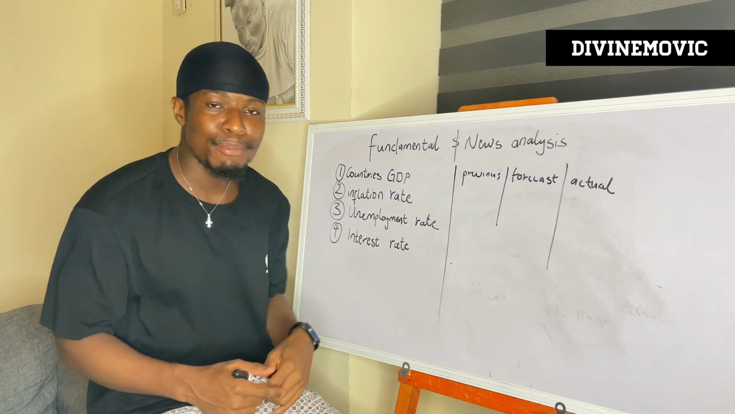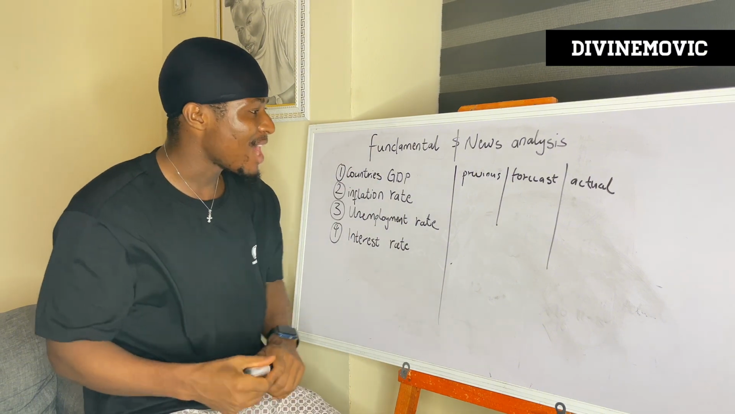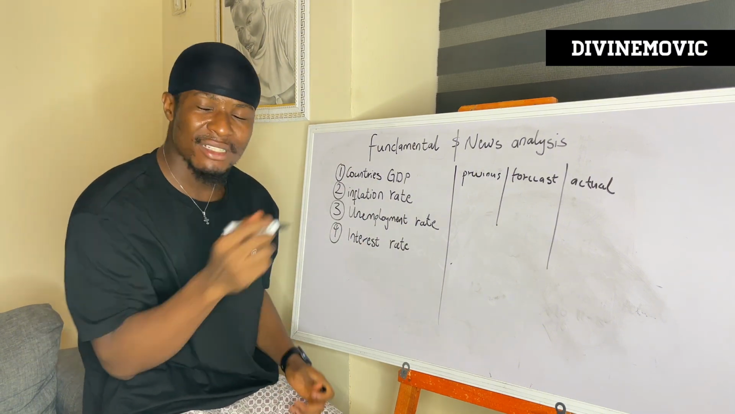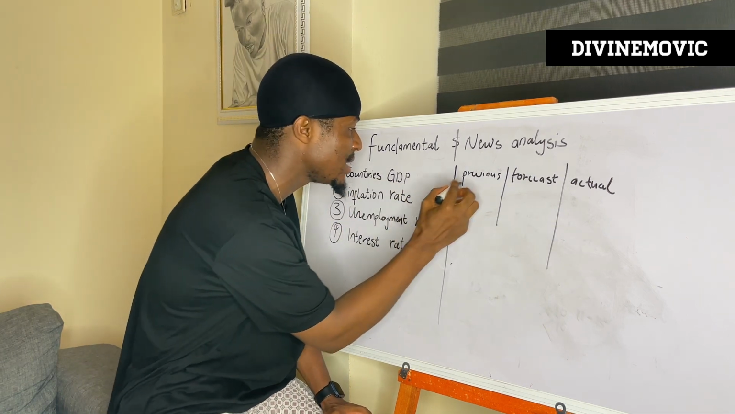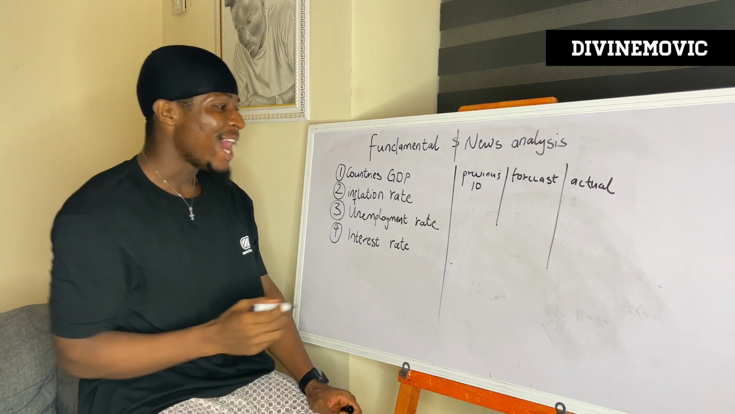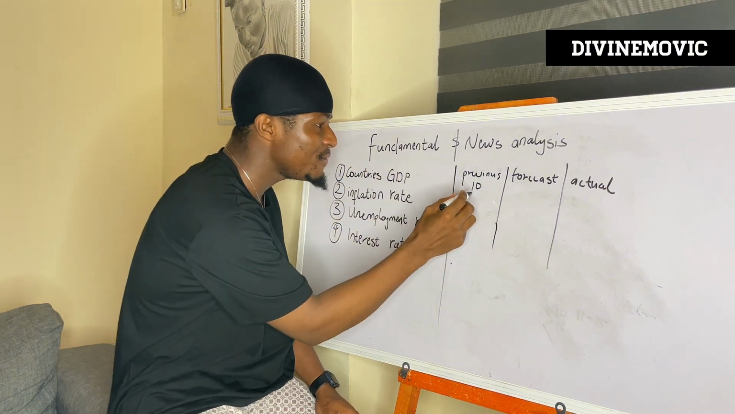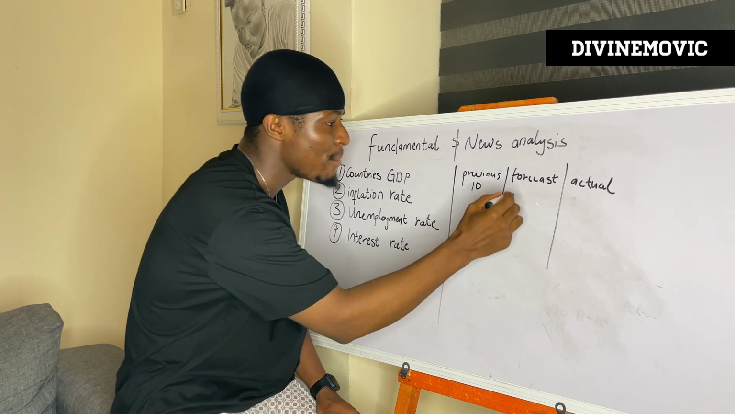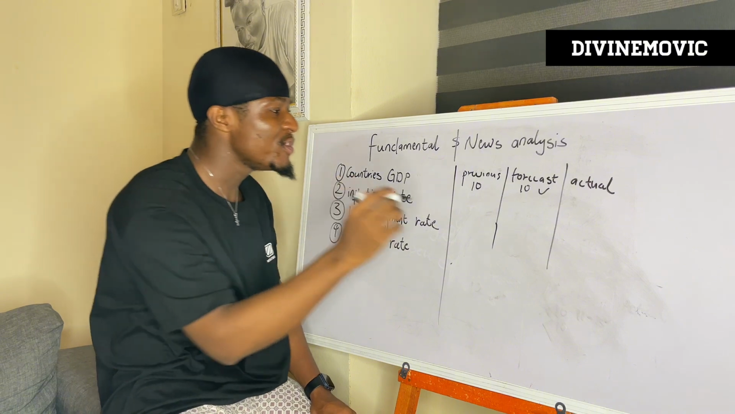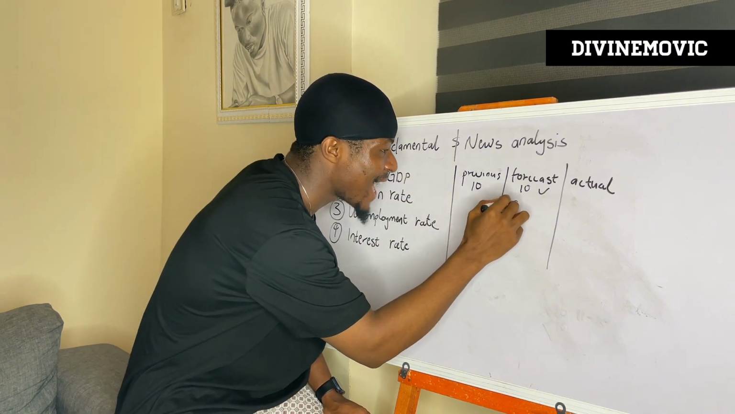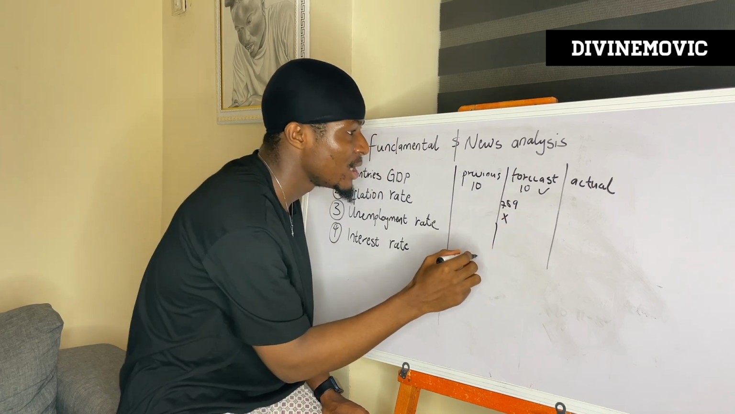Now the actual is simply what the news is actually reporting at the current time. For example, say CPI news is reporting, and the previous data was actually 10. Now experts and professionals are saying that if the actual news that is going to come out is above 10, it's going to be good for the economy. But if it's below 10, maybe if it's 9, 8, 7, it's going to be bad for the economy.